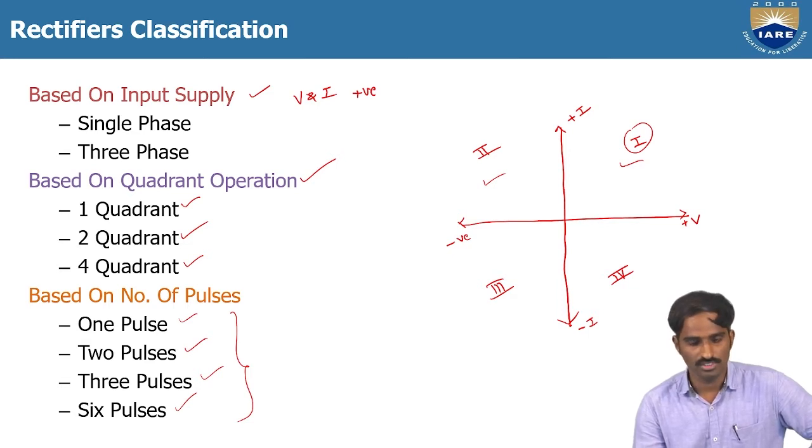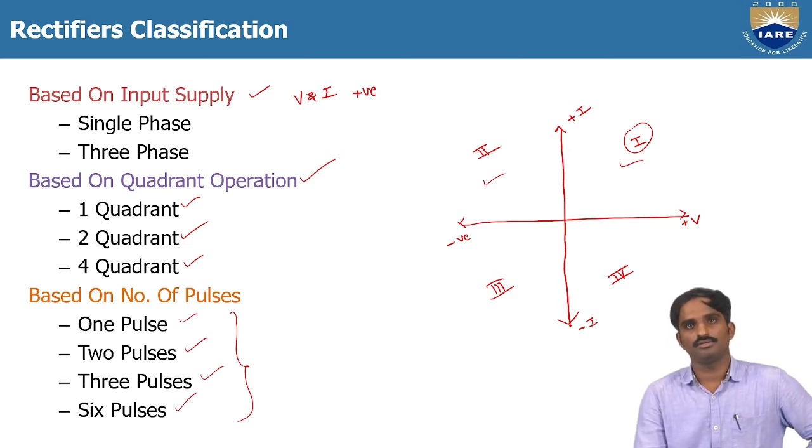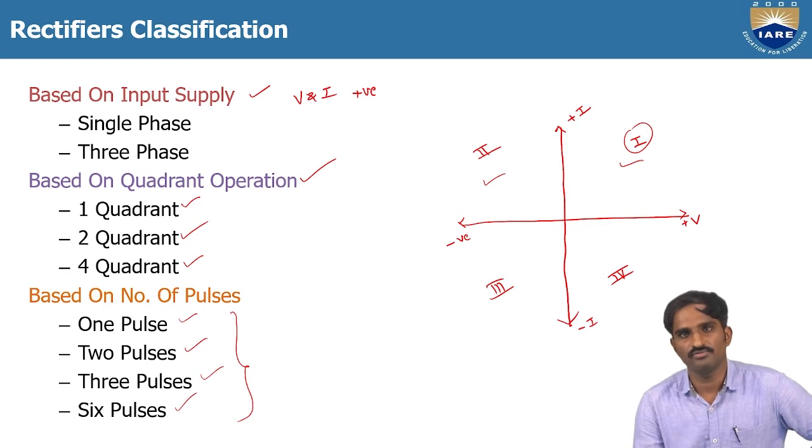Fine. So these are the different classifications of the rectifier based on different parameters. The first one is based on the input supply, the second classification is based on the quadrant operation, and the third classification is based on the number of pulses.